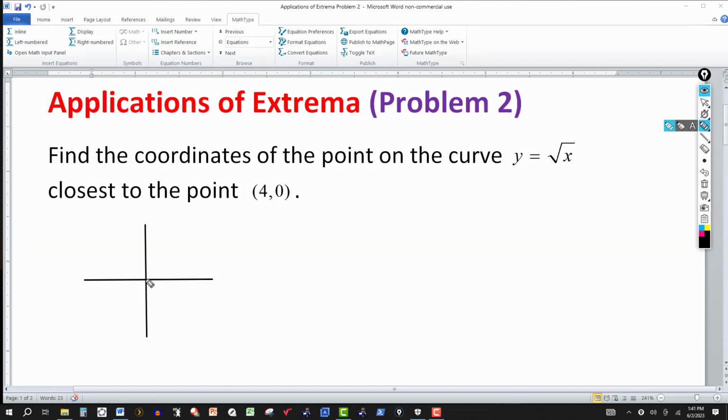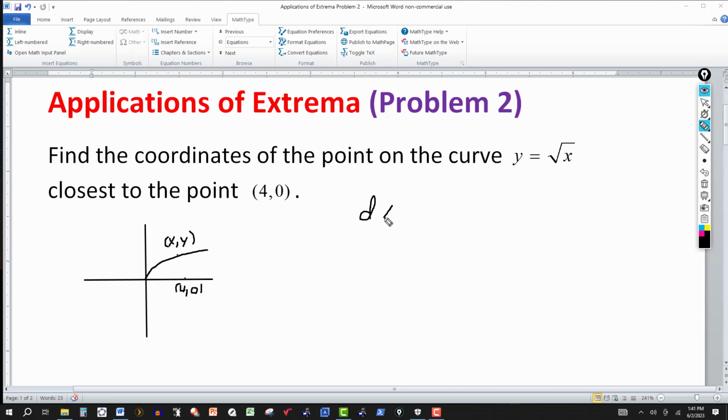We don't really need a graph for this, but I'll go ahead and put it in there. We have y equal to the square root of x. So that's this part of the parabola that opens to the right. And we've got the point (4, 0) somewhere over here. And then we have a point on the curve. We'll label it (x, y). So we want to find the minimum distance from any particular point on this curve to that point (4, 0). So this is really a distance formula application.